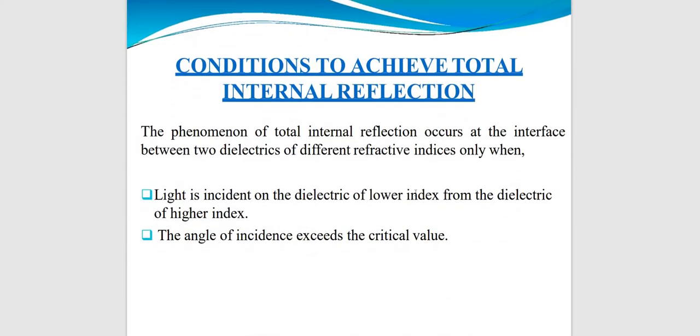Now look at the conditions for total internal reflection. The first condition is that the light must be incident on the dielectric of lower index from the dielectric of higher index. This is the first condition that we need to satisfy. The second condition is that the angle of incidence should exceed the critical angle value.